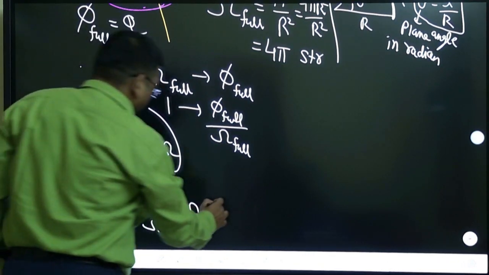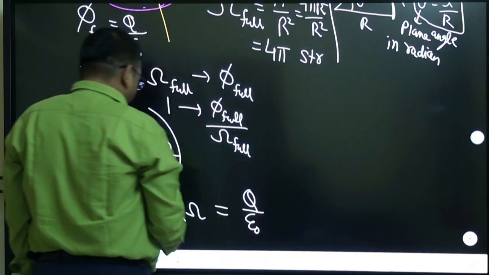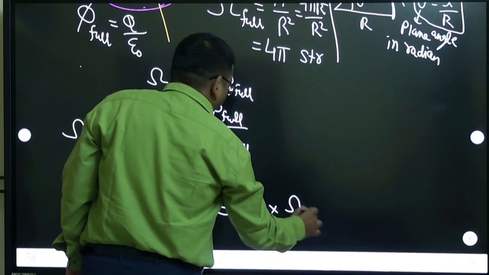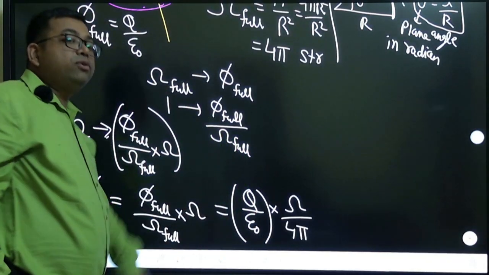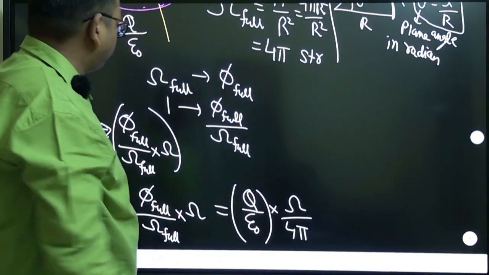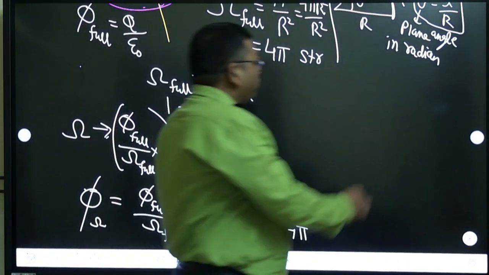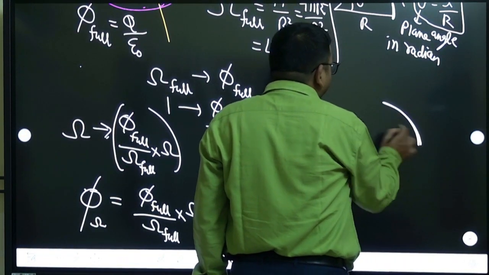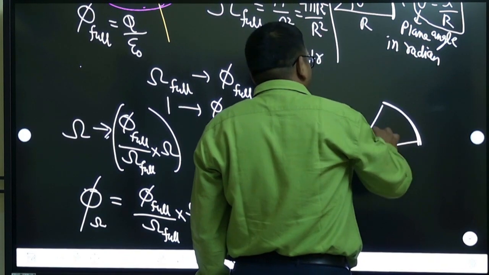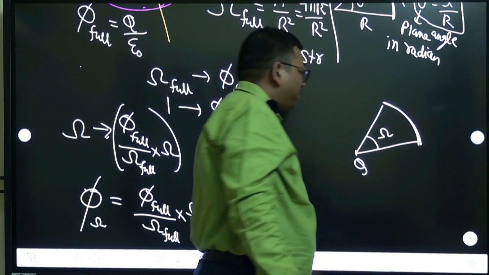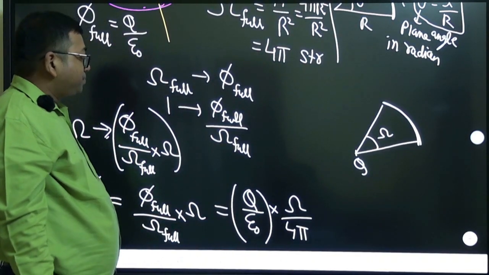Now let us substitute this. Full flux is charge by epsilon naught. Full solid angle is 4 pi. So this is the formula. Very good formula, very nice formula, we can use it. Okay, so flux through a given portion of a sphere, this is now a sphere I am taking, and suppose the charge is at the center. So how much solid angle it is making, based on that we can calculate.